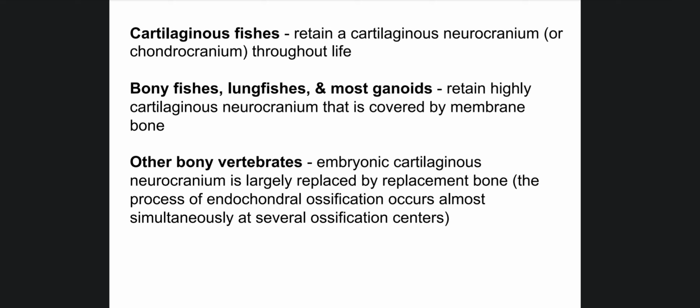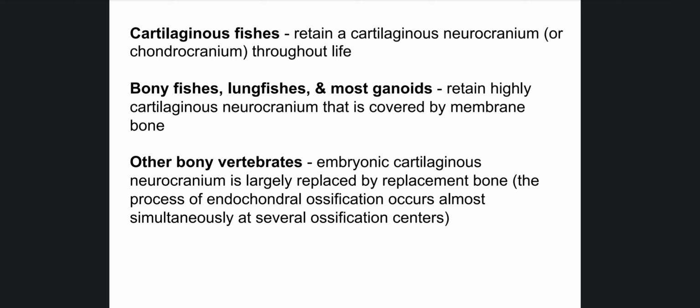In case of bony fishes, lungfishes, and most of the ganoids, they retain a highly cartilaginous neurocranium that is covered by the membrane bone. So internally the bones are not developed, but externally cartilage remains in this case. In the other bony vertebrates, the embryonic cartilaginous neurocranium, that is chondrocranium, is largely replaced by replacement bone. The process of endochondral ossification occurs almost simultaneously at several ossification centers.